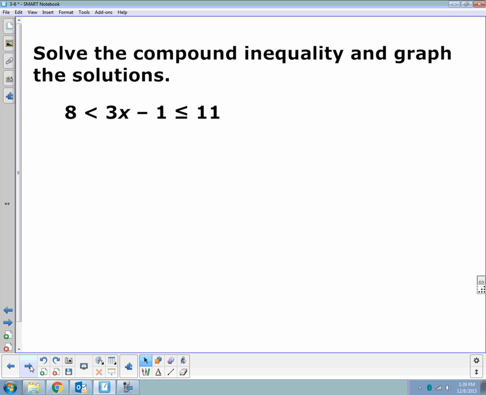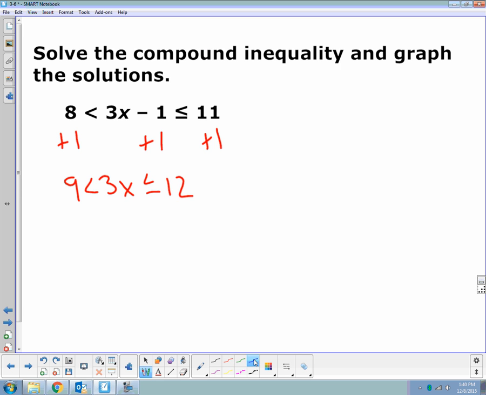We do one more with you, and then we gotta move on. The last one here that I'll do with these inequalities, the AND ones. So if it's 8 less than 3x minus 1 is less than or equal to 11, I'm going to add 1, so I get 3x all by itself. I do it to all three sides in this case. So we get 9 less than 3x less than or equal to 12. And then to get x by itself, I divide everything by 3. And 3 is less than x is less than or equal to 4.